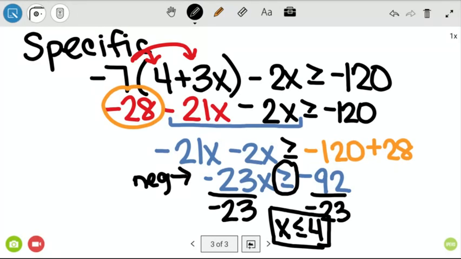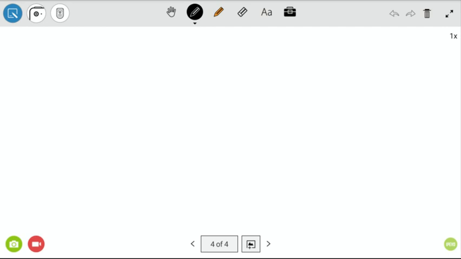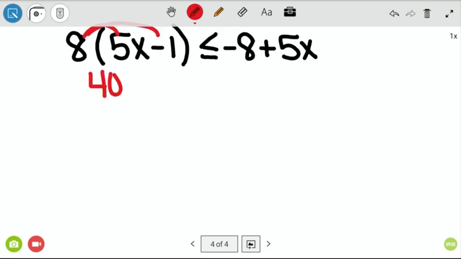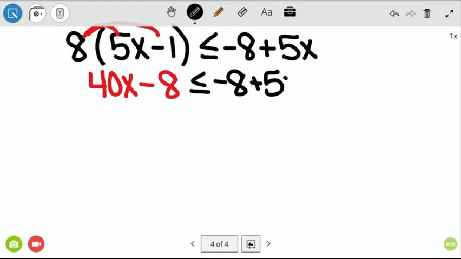So that is an example of a specific answer. Now, I'm going to give you another example of a specific answer, but it just looks a little different. So this is another specific example. 8 times 5x minus 1 is less than or equal to negative 8 plus 5x. So first step always when we have parentheses, we distribute. So we get 40x minus 8 is less than or equal to negative 8 plus 5x, just bringing that down.